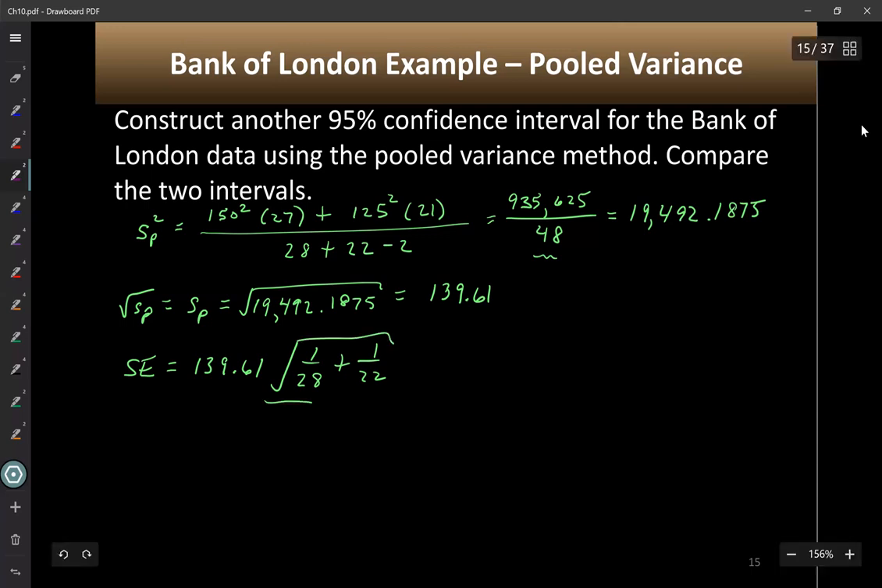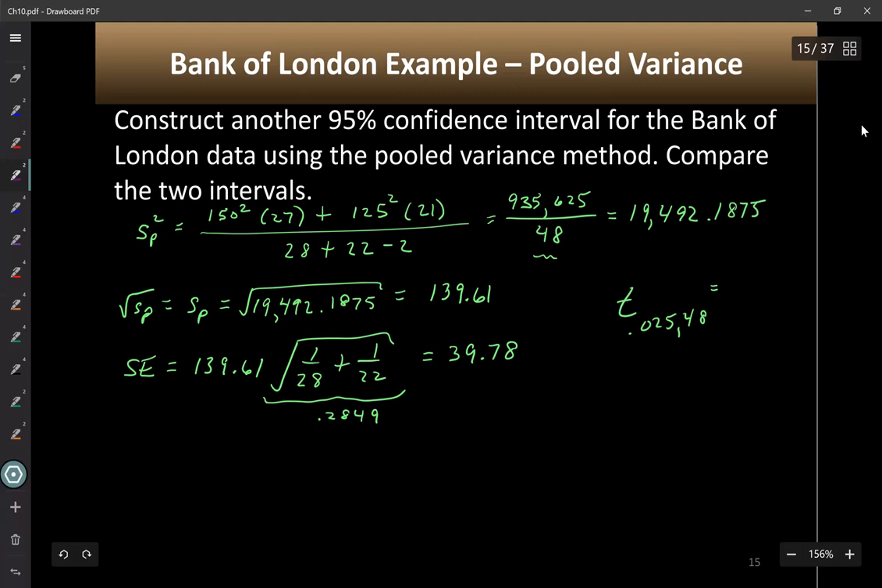Okay, this section right here, you might want to do it separately. That ends up being 0.2849, and that equals 39.78. Okay, so for the 95% confidence interval, we still want to get t. We want to figure out t. It's a 95%, so that would be 0.025, with 48 degrees of freedom.